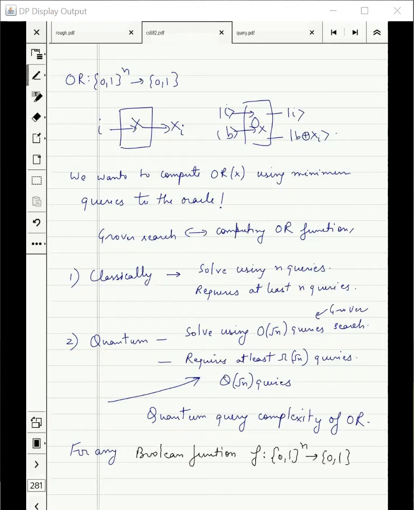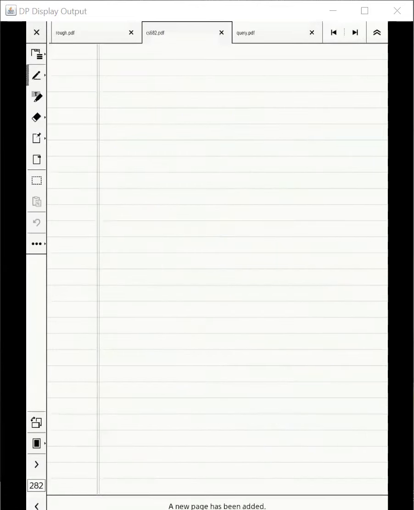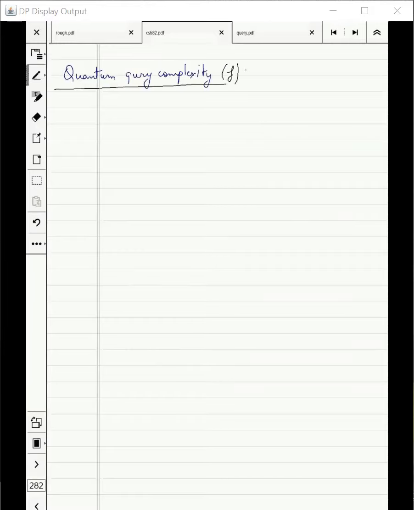Instead of OR, I can have a more complicated function. Let's define quantum query complexity for any general function f. Remember, f is a function from 0,1 to the n to 0,1. I'm simplifying this. It can obviously be changed to something more complex, in the sense that you can have alphabets which are not Boolean, you can have outputs which are not Boolean. But let's stick to the easy case now.